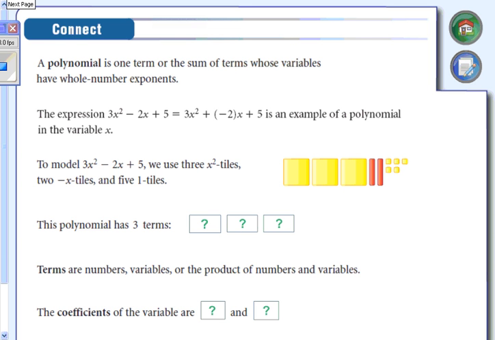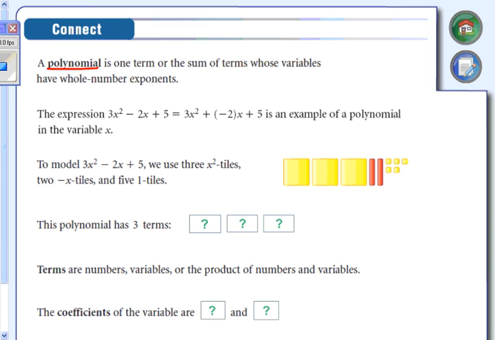So some terminology for you. A polynomial is one term or the sum of terms whose variables have whole number exponents. Ooh, that's a big phrase there. Let me put it a different way. When I look at the variables, every variable has what we call a whole number exponent. So no fractions. They're all 1, 2, 3, 4, 5, and so on. And we can have one or more terms.